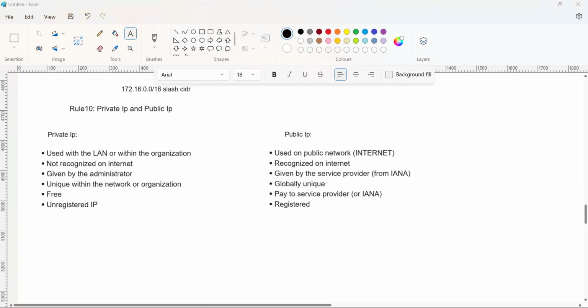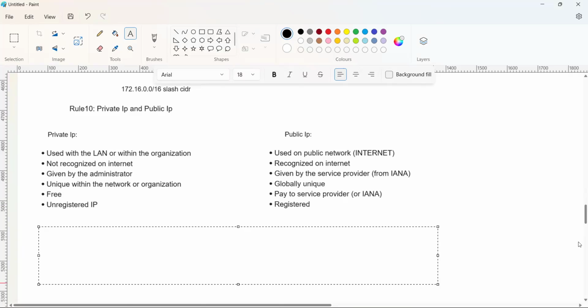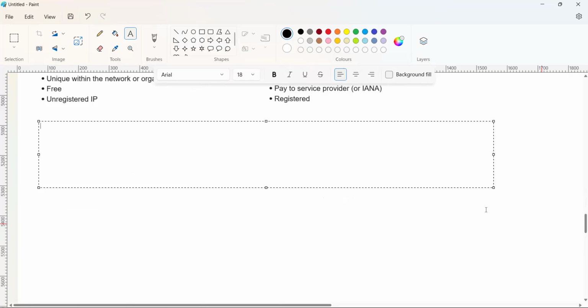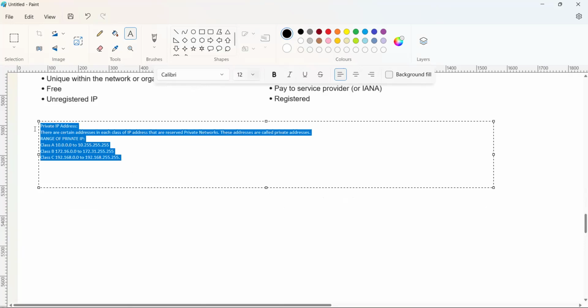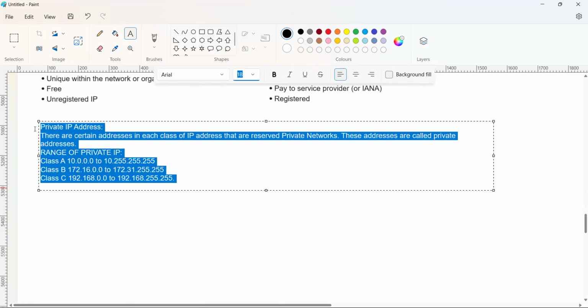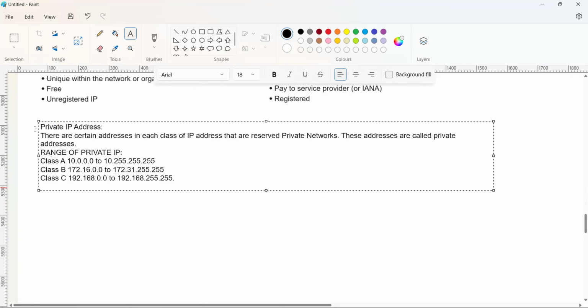And these are the private IP ranges. You should know these ranges. There are certain addresses in each class of IP addresses that are reserved for private networks. These are the ranges: the 10 series, class A, is 10.0.0.0 to 10.255.255.255, and 172.16.0.0 to 172.31.255.255. This range you should know.